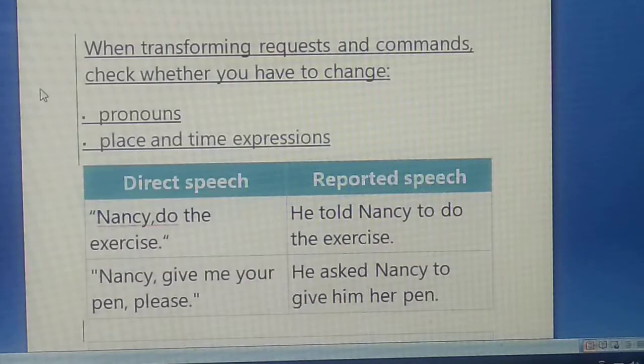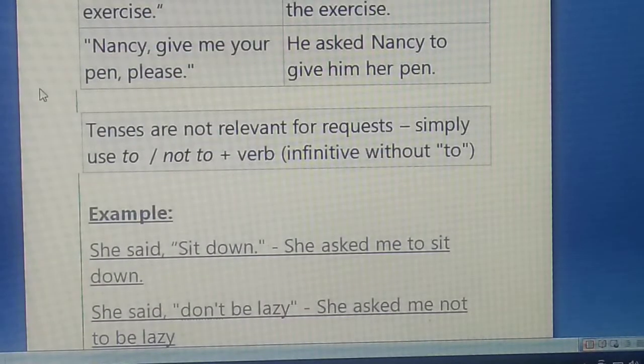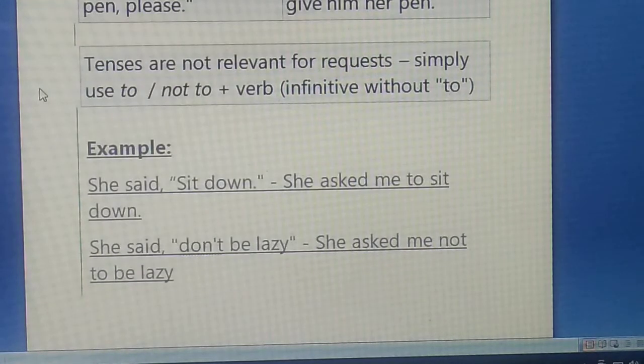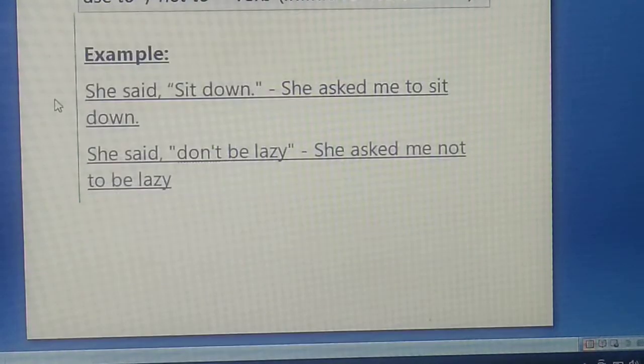Requests or commands. "Nancy, do the exercise." He told Nancy to do the exercise. Somebody's telling Nancy. "Nancy, give me your pen, please." He asked Nancy to give him her pen. Tenses are not relevant for requests. She said, "Sit down." She asked me to sit down. She said, "Don't be lazy." She asked me not to be lazy.